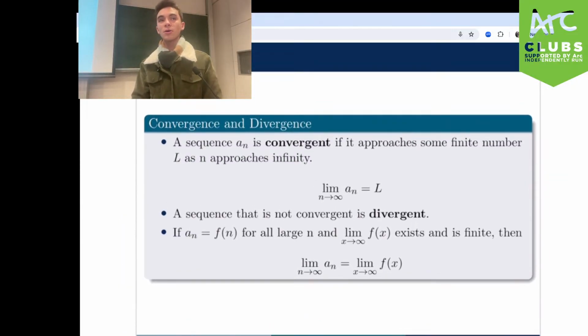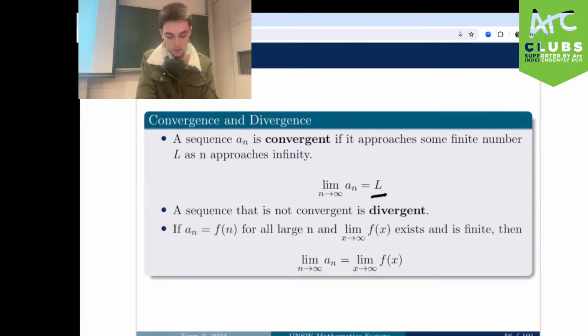Okay, so the main thing that we're going to be concerned about is whether or not these sequences converge or diverge, right? So it's kind of similar to what we did when we studied limits of continuous functions last term in 1131 or 1141, right? If the limit of the terms of the sequence approach some finite number, then we say that it's convergent and it converges to L. And if it doesn't, then it's divergent, right?